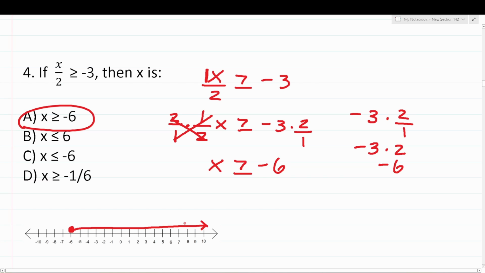These are so simple, you really don't need 5 videos on solving inequalities.